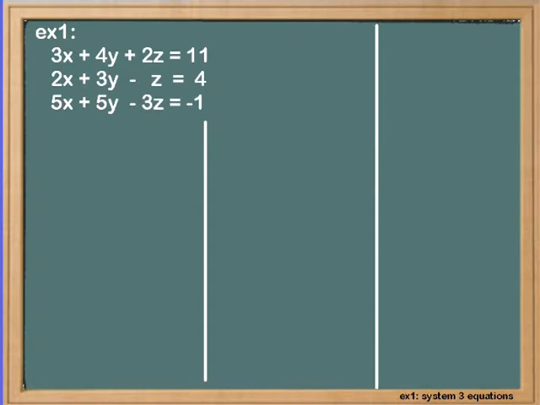All right, example 1. Let's get this down in our notes. 3x plus 4y plus 2z equals 11. Second equation, 2x plus 3y minus z equals 4. My third equation, 5x plus 5y minus 3z equals negative 1. According to my notes, my first step is to analyze the equations and pick a variable that is easiest to solve for, and I think that would be the z's, because I have positives and negatives and a coefficient of 1 on that second equation. So I've decided to eliminate the z's.